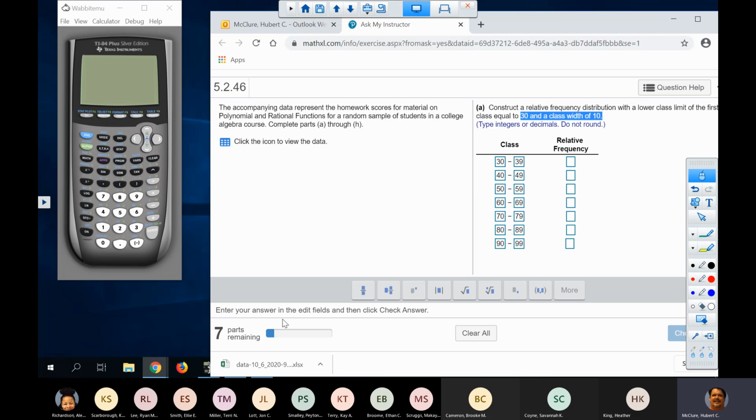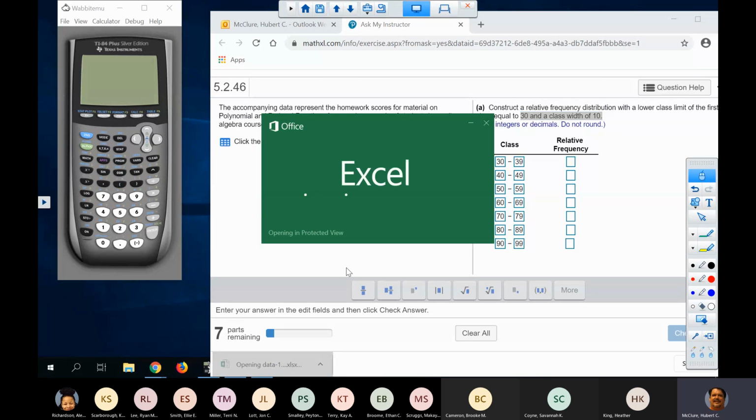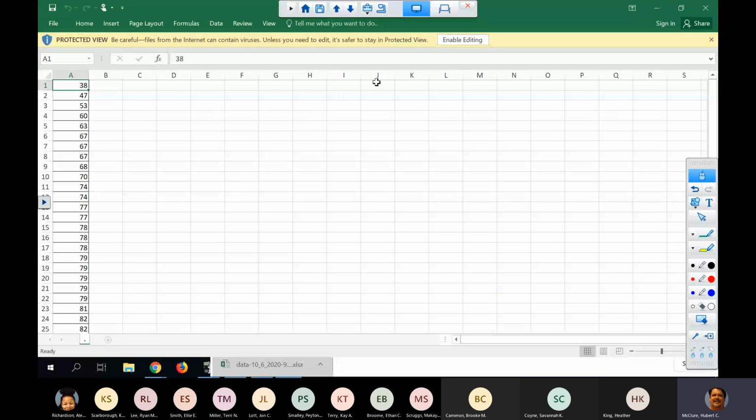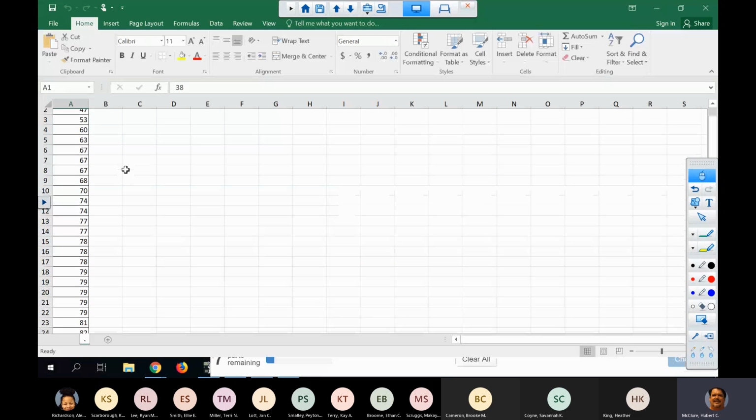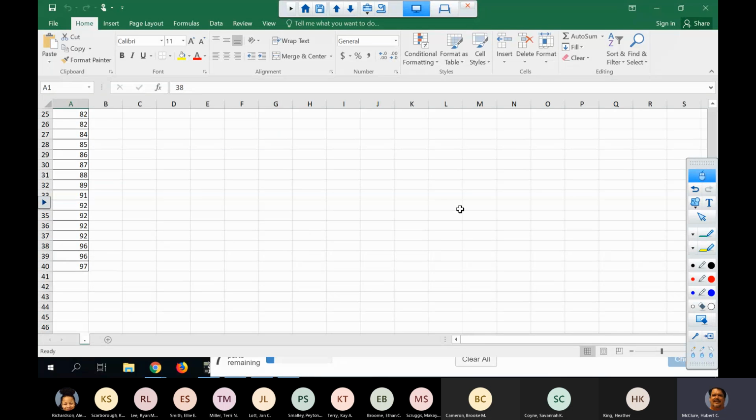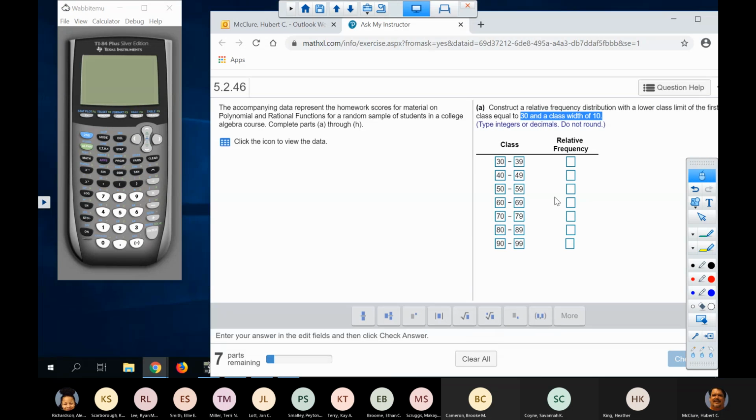And then you just count your numbers and put them over the total. What is the total? How many do we have? Let's see right quick. Good thing you can count your numbers, 40. So your denominator is going to be 40. So let's count the first one, 30 to 39. I have to go back and forth, I'm sorry.